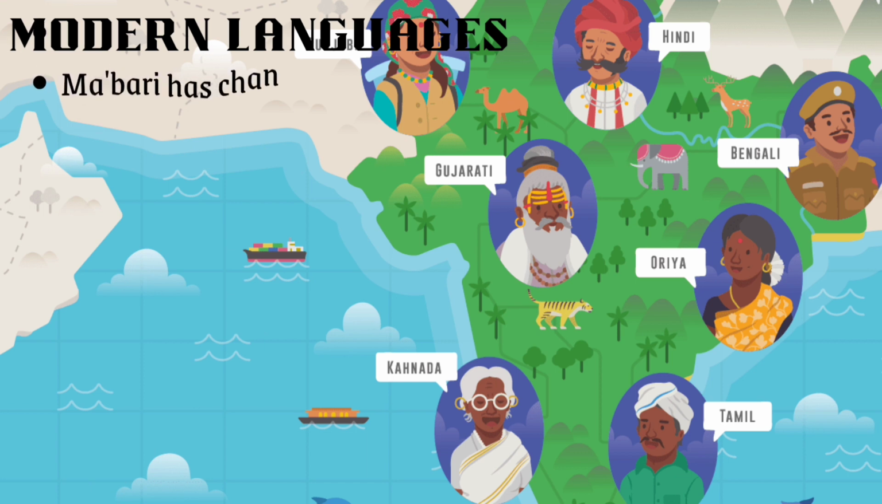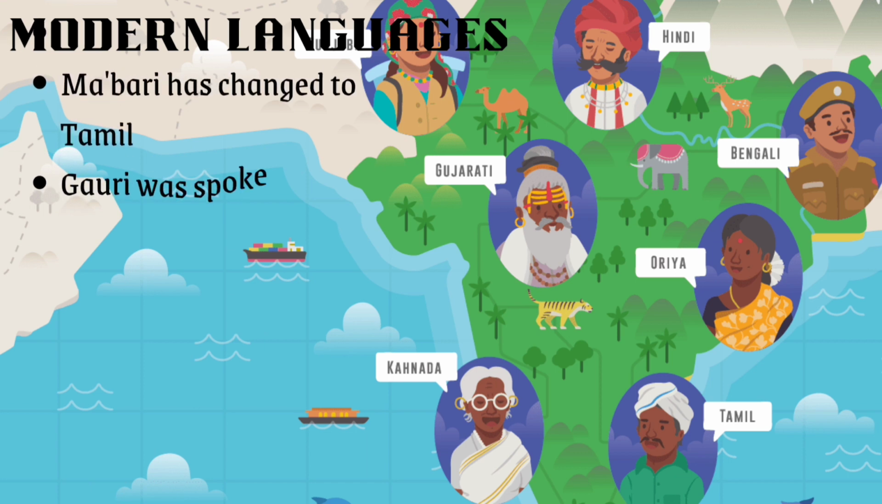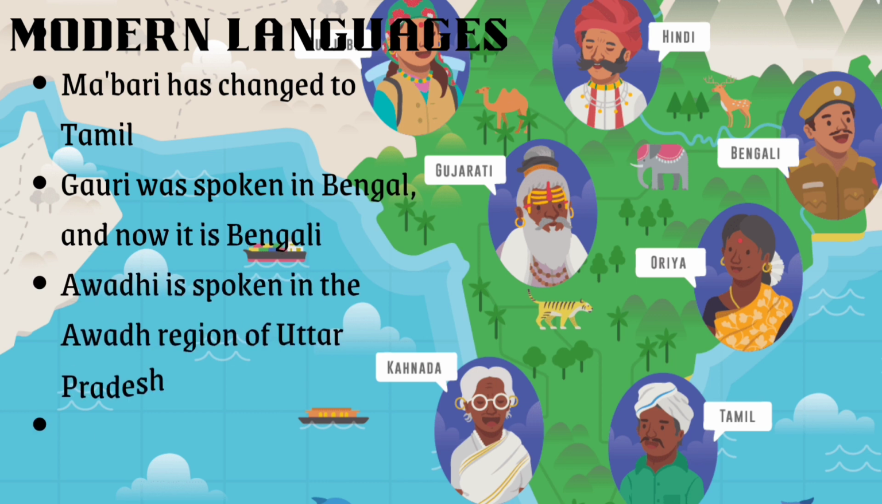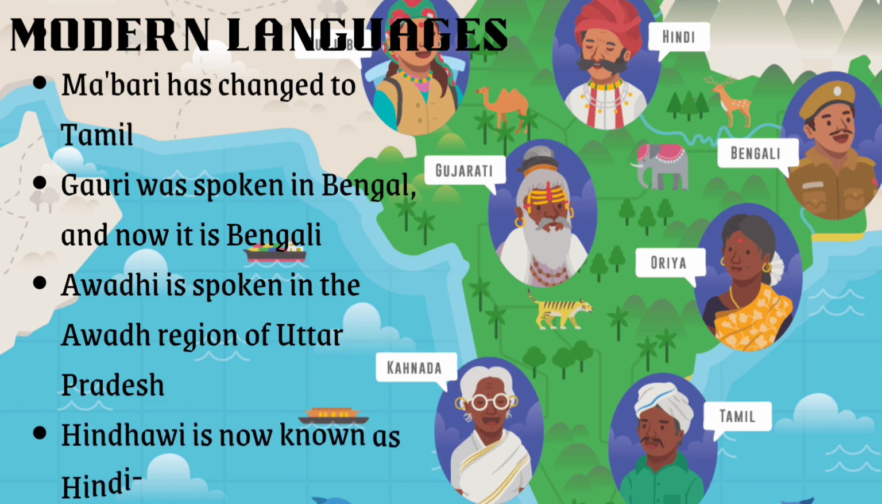Then about Mahabari. Mahabari has changed to Tamil. Gauri was spoken in Bengal and now it is Bengali. Awadhi is spoken in the Awadh region of Uttar Pradesh now. Hindavi is now known as Hindi, Urdu in that way. So in this way, the languages at the time of Amir Khusro had changed to these modern languages.